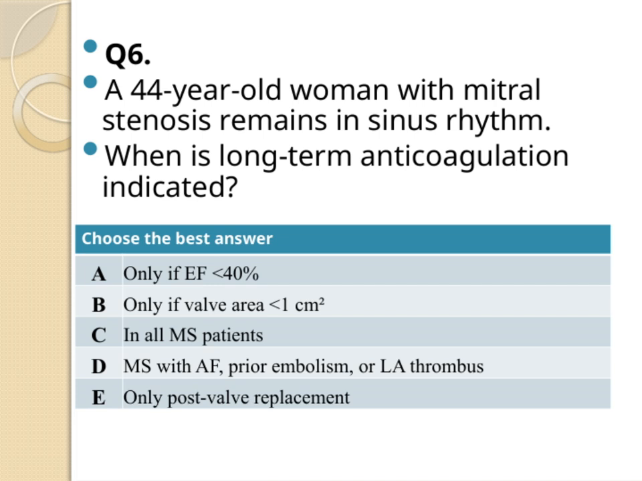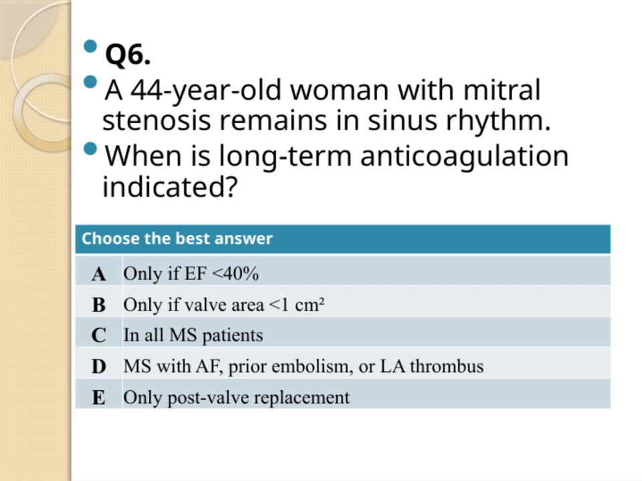It's more targeted. Option D points to patients with mitral stenosis who also have atrial fibrillation, prior embolism, or a left atrial thrombus. These are well-established risk factors that significantly raise thromboembolic risk, making long-term anticoagulation clearly indicated. And finally, option E suggests only after valve replacement. While anticoagulation is common post-replacement, this question is about her current status, not post-surgical management. So the most accurate answer here is D.